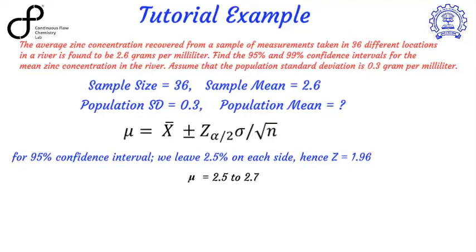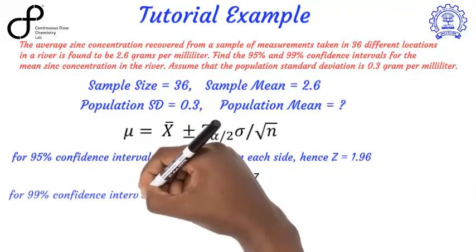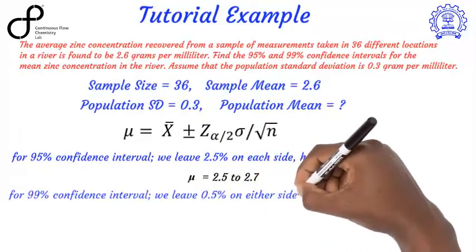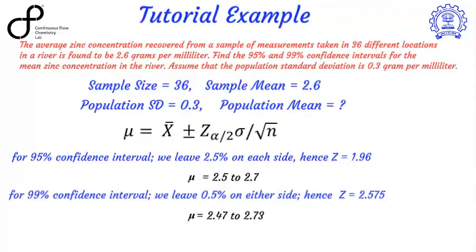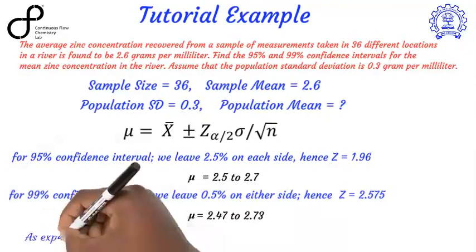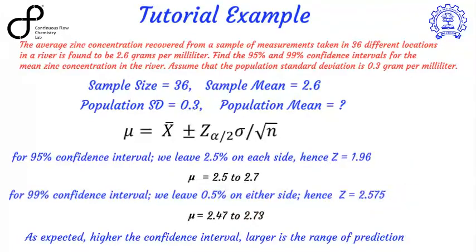In the similar fashion, we can calculate the range for 99% confidence interval. The calculated range for 99% confidence interval comes out to be from 2.47 to 2.73. As expected, the range is higher for higher confidence interval.